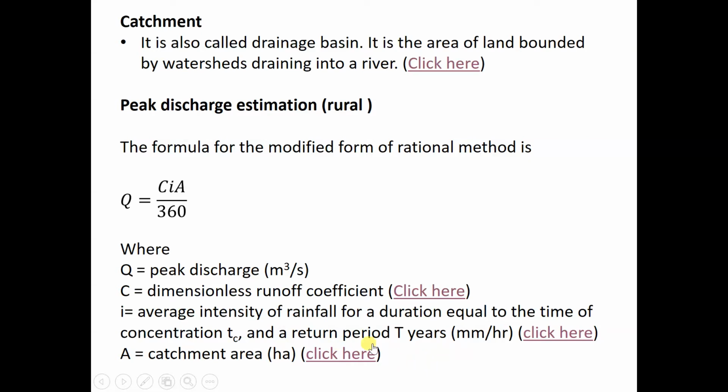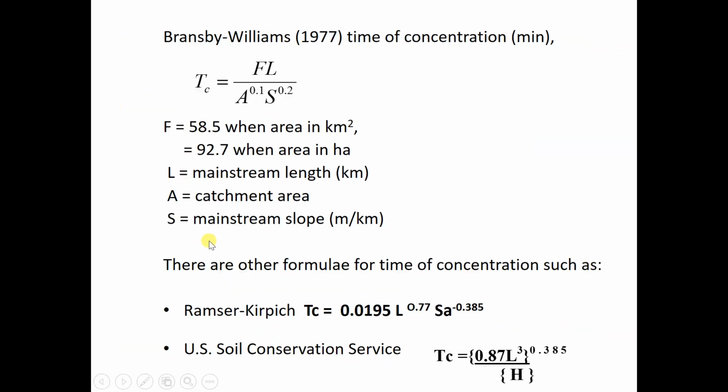Okay, so this is the formula. The peak discharge Q is by CIA over 360. So just now I talked about this time of concentration. For this one you need to find all these values. What is L? What is A? What is S? In this case, L is the mainstream length, A is the catchment area, S is the mainstream slope.